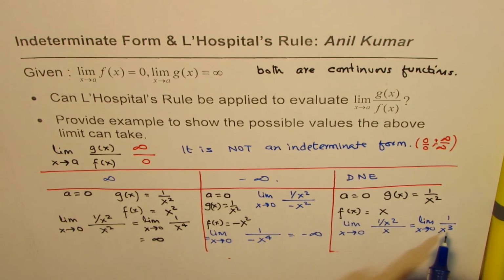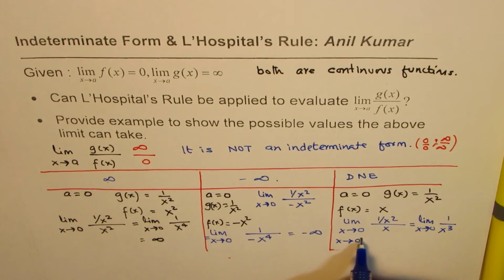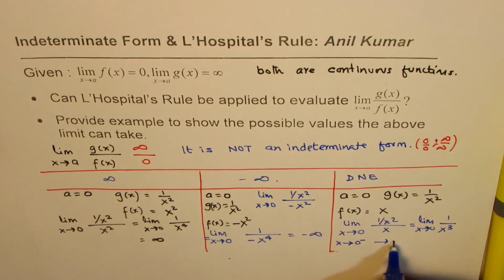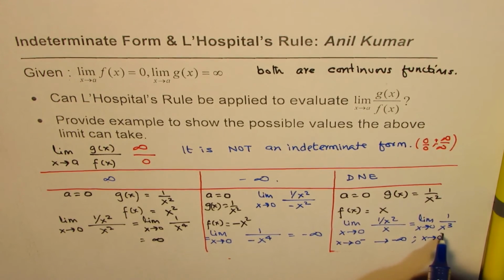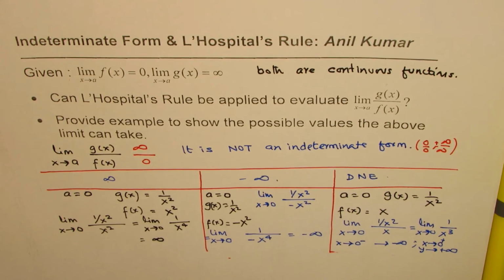Now, look here. If x approaches 0 from the negative side, then the function approaches negative infinity, right? Because of x cubed. And if x approaches 0 from the positive side, then the function approaches positive infinity. So that means different infinities, right? That means the limit does not exist.